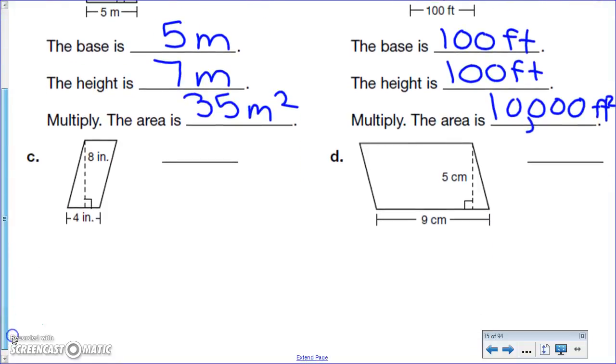As we continue here on C, we're going to write down the formula. And then we're going to fill in what we know. We know the base on this parallelogram is 4 inches, and we know the height is 8 inches. So 4 times 8 gets us 32 inches squared.